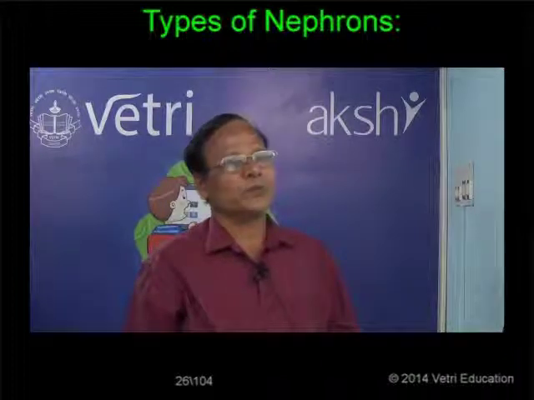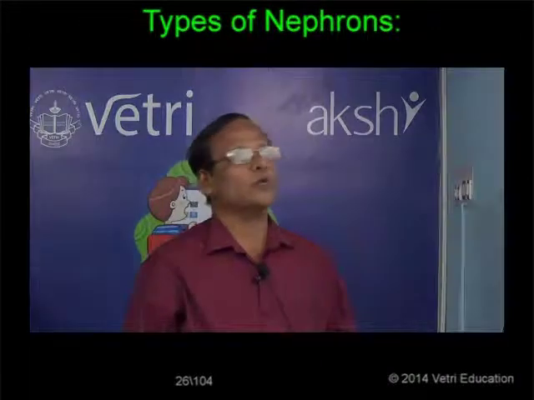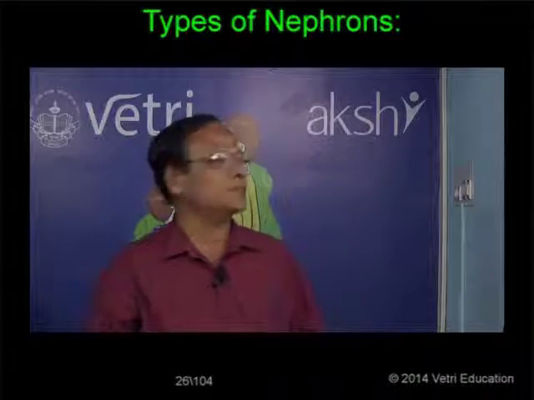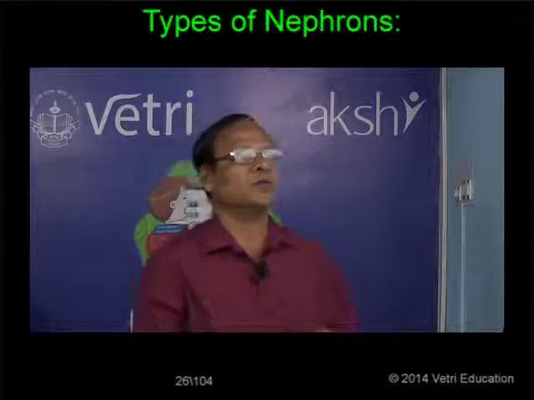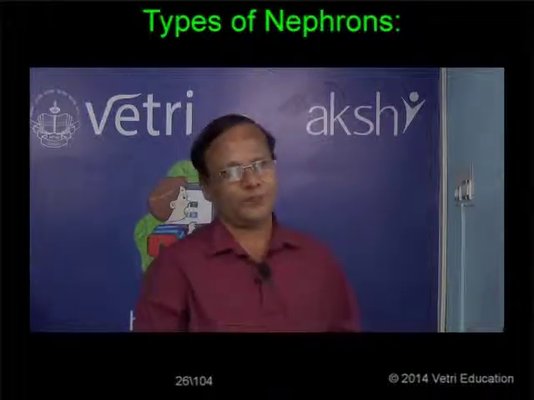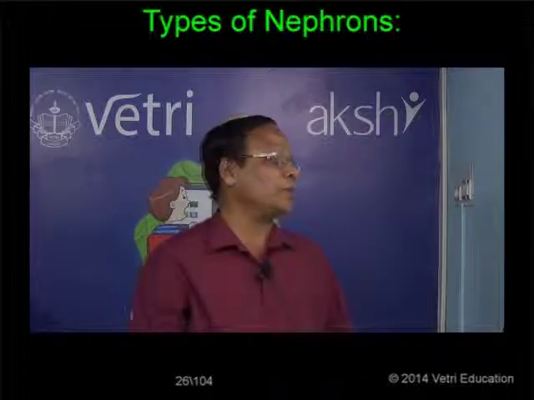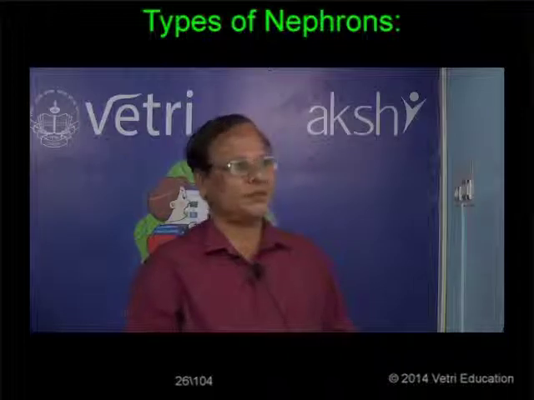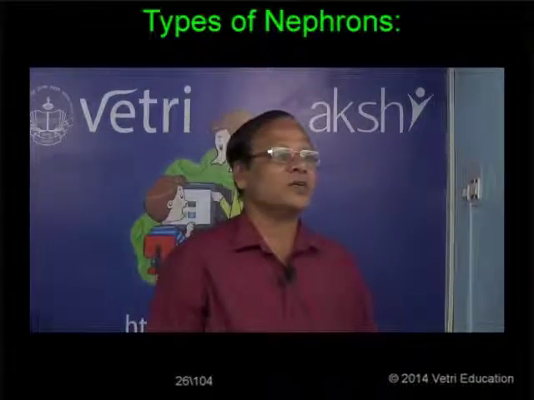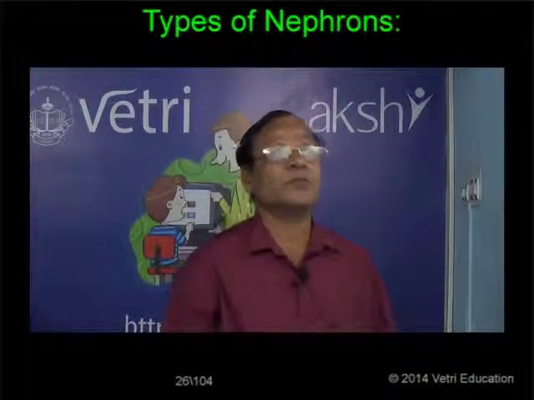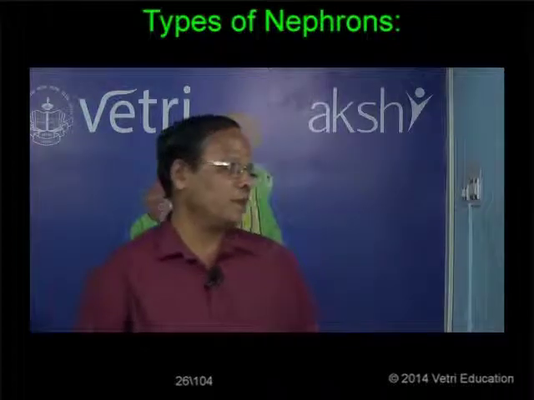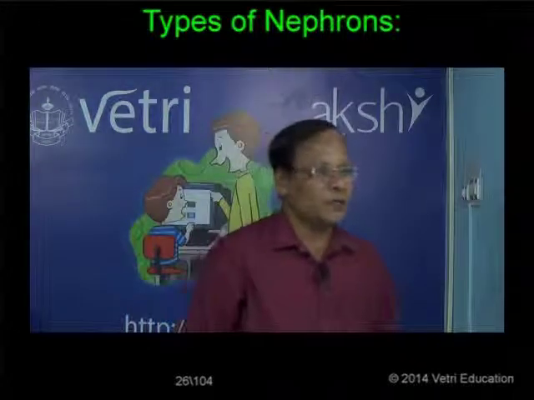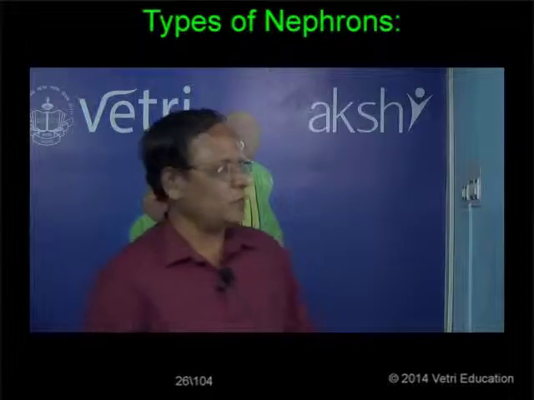According to morphology and functional aspects, we have two different types of nephrons: one, the cortical nephrons, and another, the juxtamedullary nephrons. The most common type found in the majority of kidneys is the cortical nephron, whereas juxtamedullary nephrons are found only in some cases, not in all. What is the difference between these two regarding the morphology?